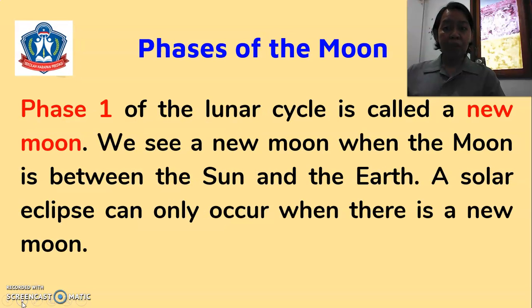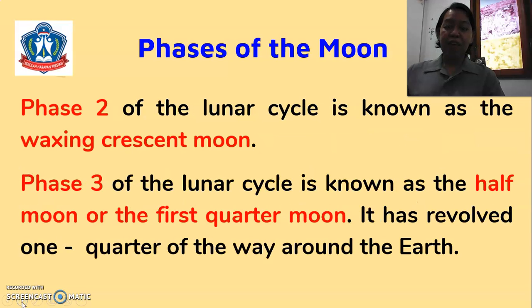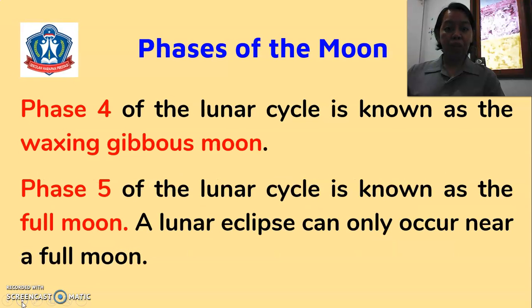Phases of the moon. Phase 1 of the lunar cycle is called a new moon. We see a new moon when the moon is between the sun and the earth. A solar eclipse can only occur when there is a new moon. Phase 2 of the lunar cycle is known as the waxing crescent moon. Phase 3 of the lunar cycle is known as the half moon or the first quarter moon. It has revolved 1/4 of the way around the earth.